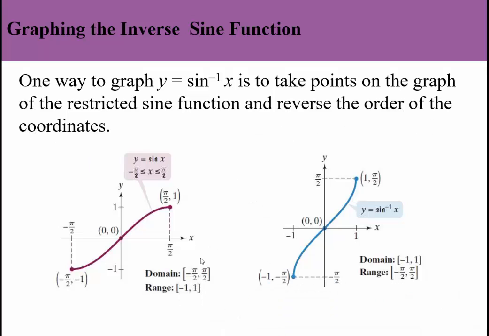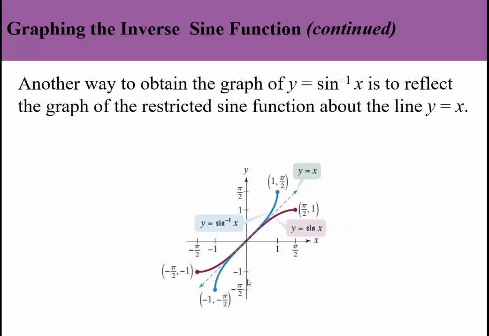Also note that the domain of the sine that has an inverse, the inverse qualities we seek, is negative pi over 2 to pi over 2 with a range of negative 1 to 1. And the inverse sine has a domain of negative 1 to 1 with a range of negative pi over 2 to pi over 2. So again, the x and y values are interchanged.